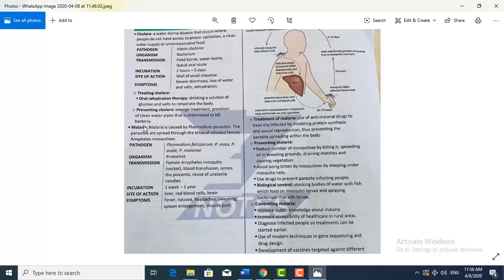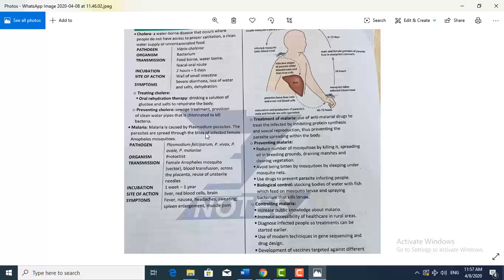Now we come to another disease which is called malaria. Malaria here is caused by a Plasmodium parasite. Here I want to remind you that the cause of malaria is a parasite, but the mosquito is only a carrier.